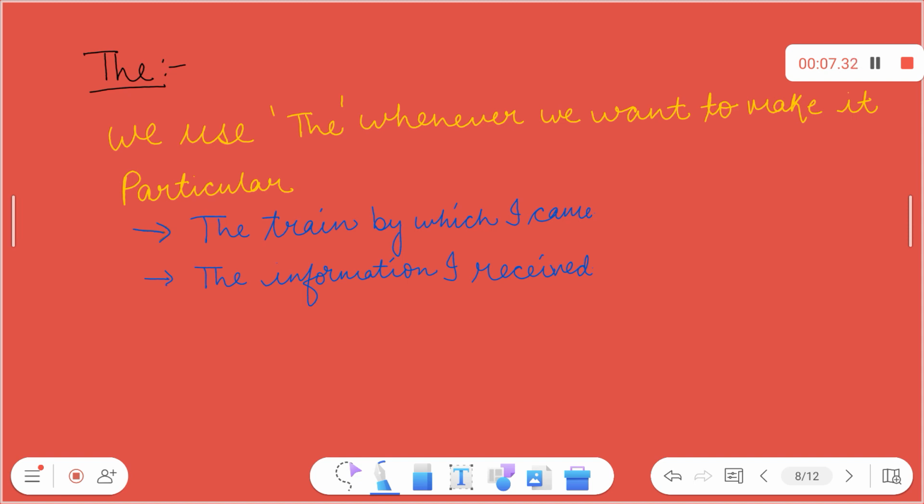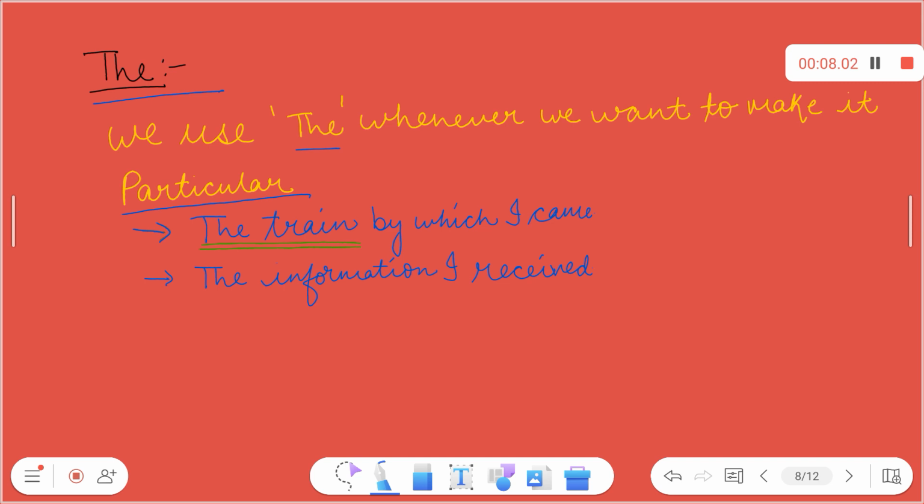Now we are going to study about "the". Where do we use "the"? We use "the" whenever we want to make it particular. Whenever we want to particularize something, we use "the" over there. Like if I say, the train by which I came. When I'm talking about the train by which I came, I'm particularizing that particular train. So we are writing "the train" over here.